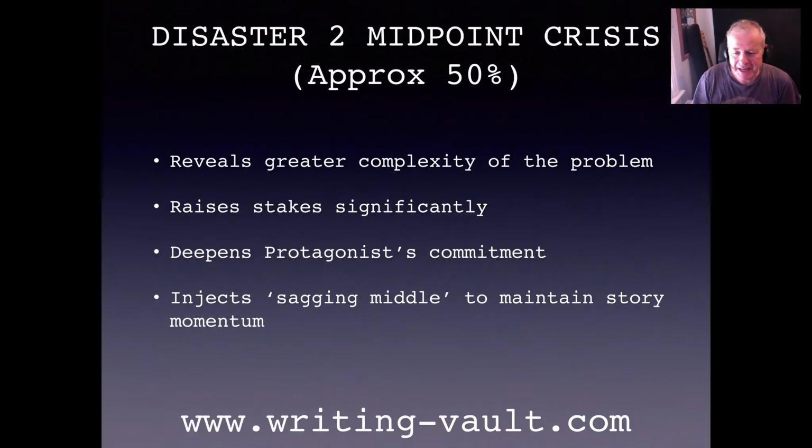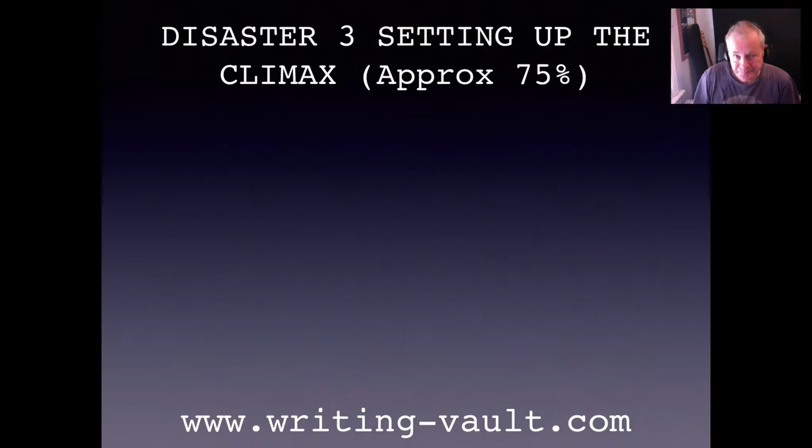momentum to the sagging middle to stop the middle. Sometimes the middle of a story can be a little flat, and writers often describe writing through this middle section as difficult to maintain momentum and story interest, and so having a midpoint crisis here injects that story momentum to avoid the sagging middle.